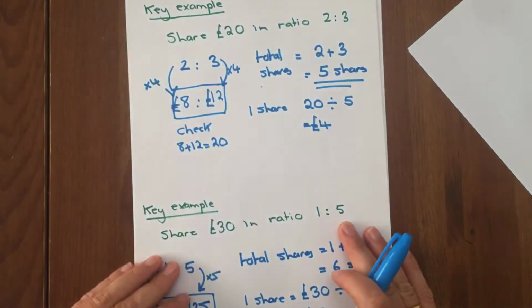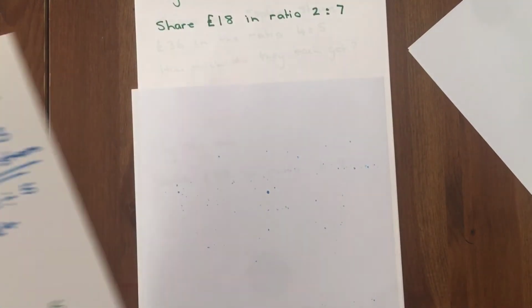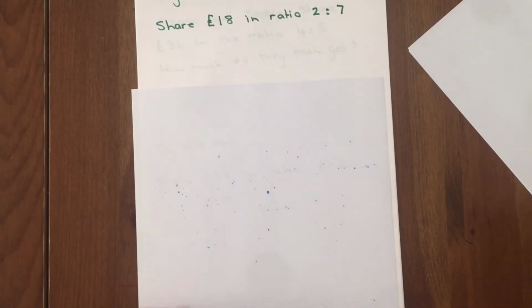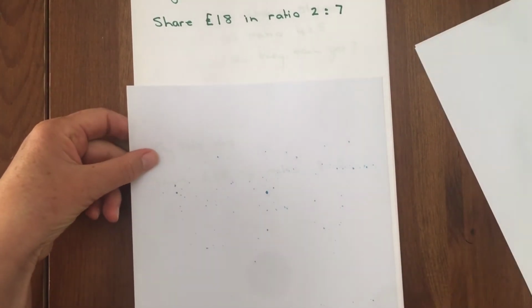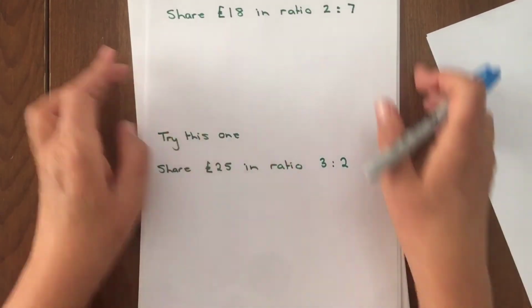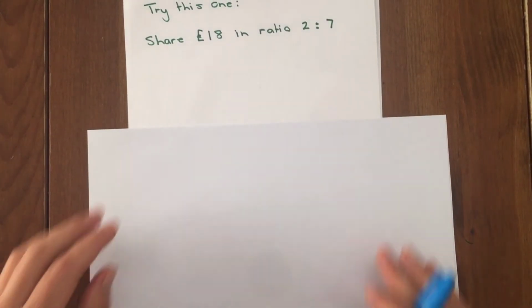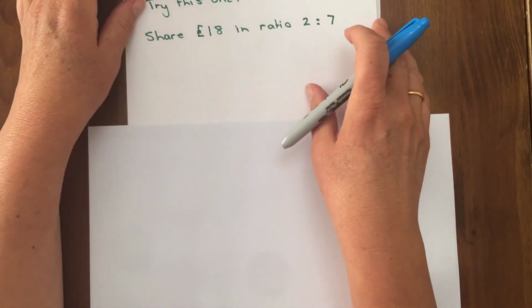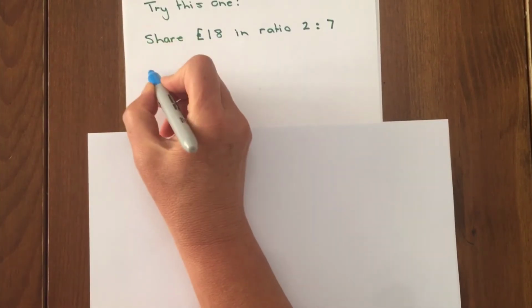All right, let's look at your go. So you're going to have a go at doing this one now, please. Share £18 in the ratio 2 to 7. So pause the video, see what you can do now, and I'll go through it, so that you're testing what you understand already. Okay, so let's see how you did.